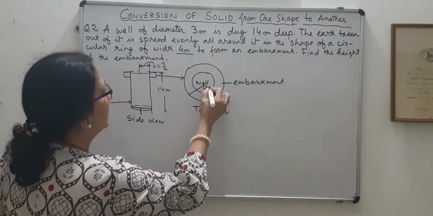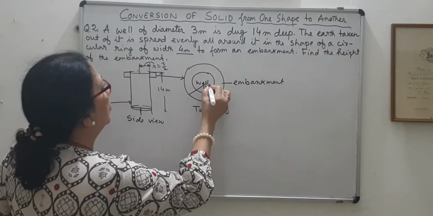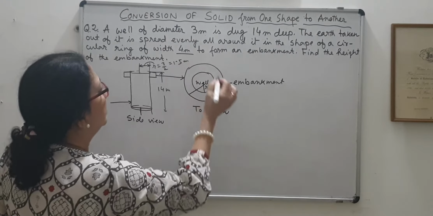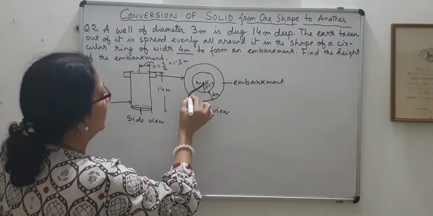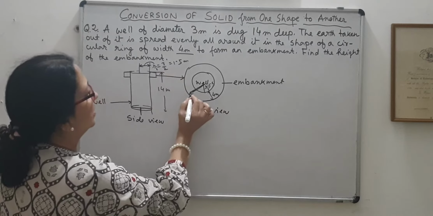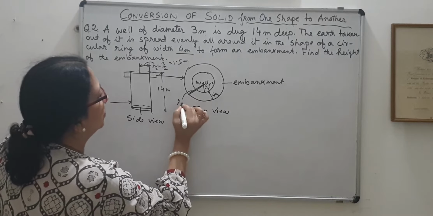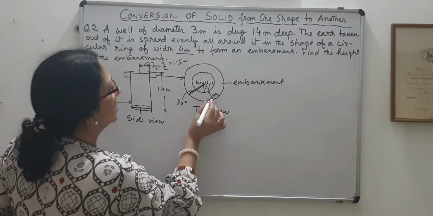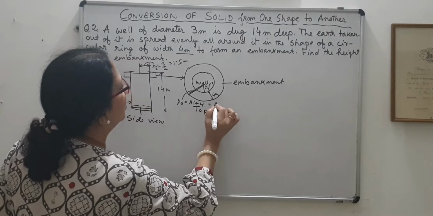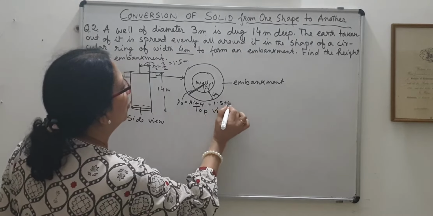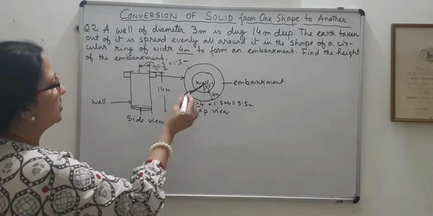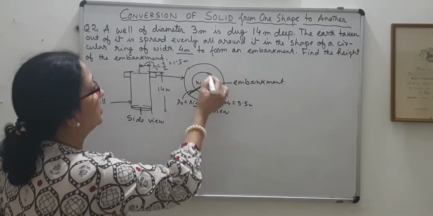So this was your 1.5 actually. 3 by 2 is your 1.5 meter. So this outer one, this radius. So let me write it, say Ri, inner radius, and this outer one, outer radius will be Ri plus H, Ri plus this 4, this width. So it will be your 1.5 plus 4, that is 5.5 meter. So these dimensions we have shown in the diagram, and this is your embankment.